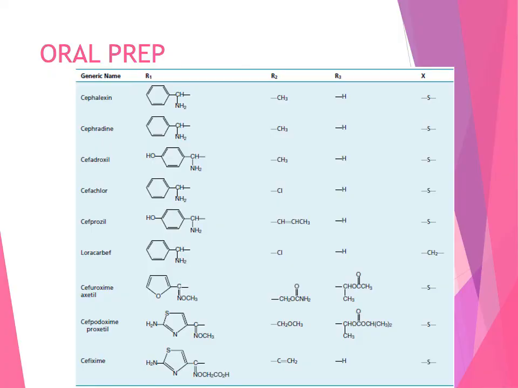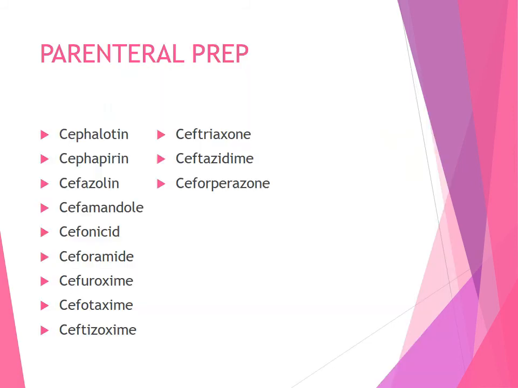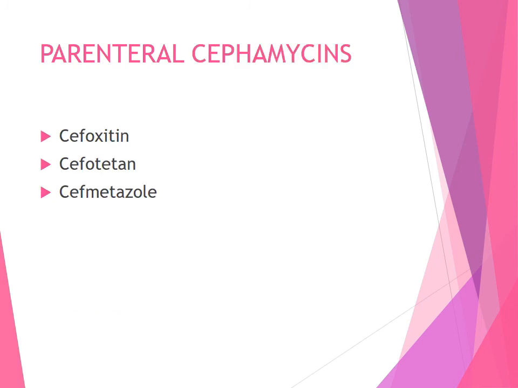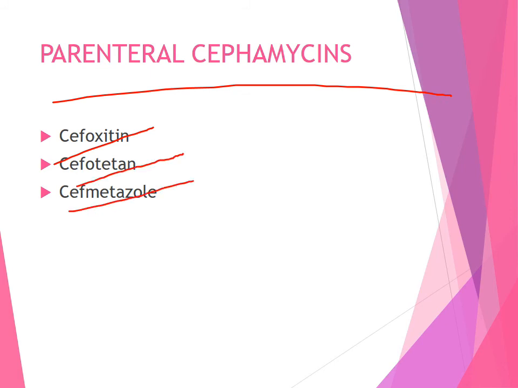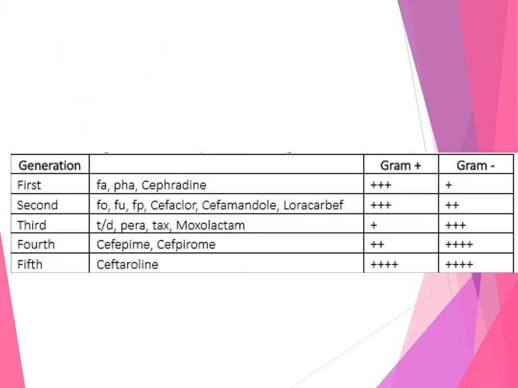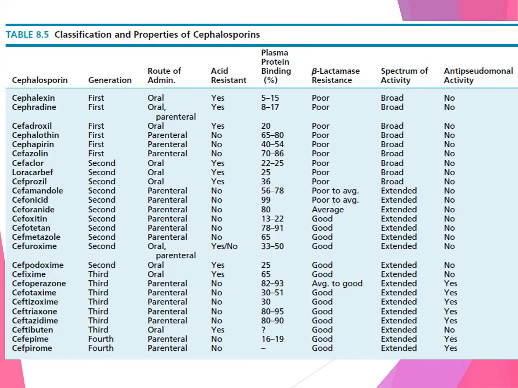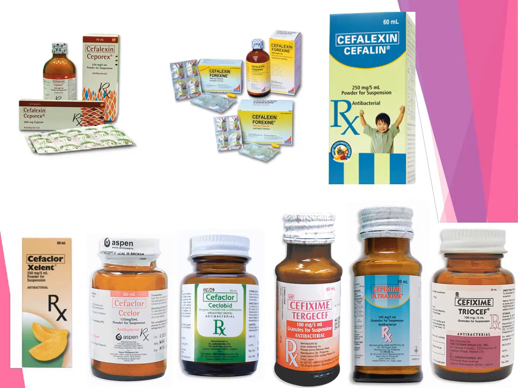So, some of the oral preparations of our cephalosporins. Some of the parenteral preparations. Some parenteral cephamycins: cefoxitin, cefotetan, and cefmetazole. This is the classification: first, second, third, fourth, and fifth. As you go higher, as it becomes broader, its spectrum of activity extends.